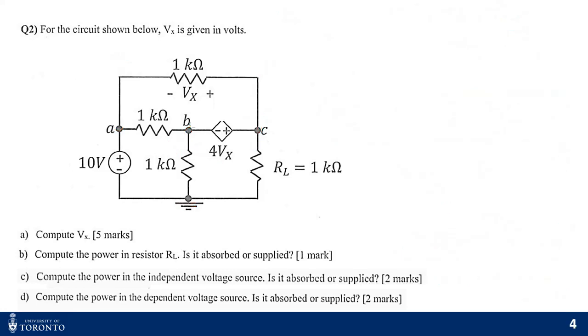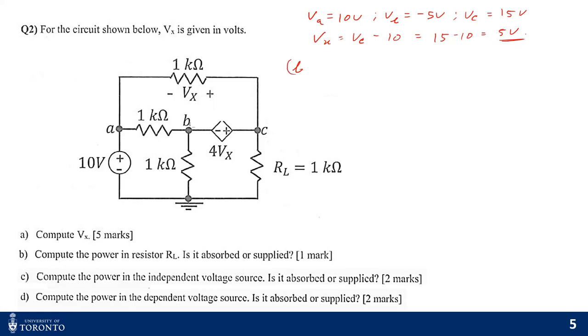Let me write down the voltages. VA is 10 volts, VB is minus 5 volts, VC is 15 volts, and we know that our Vx is VC minus 10, which is 15 minus 10, which is 5 volts. So we know the voltages at all the node points right now.